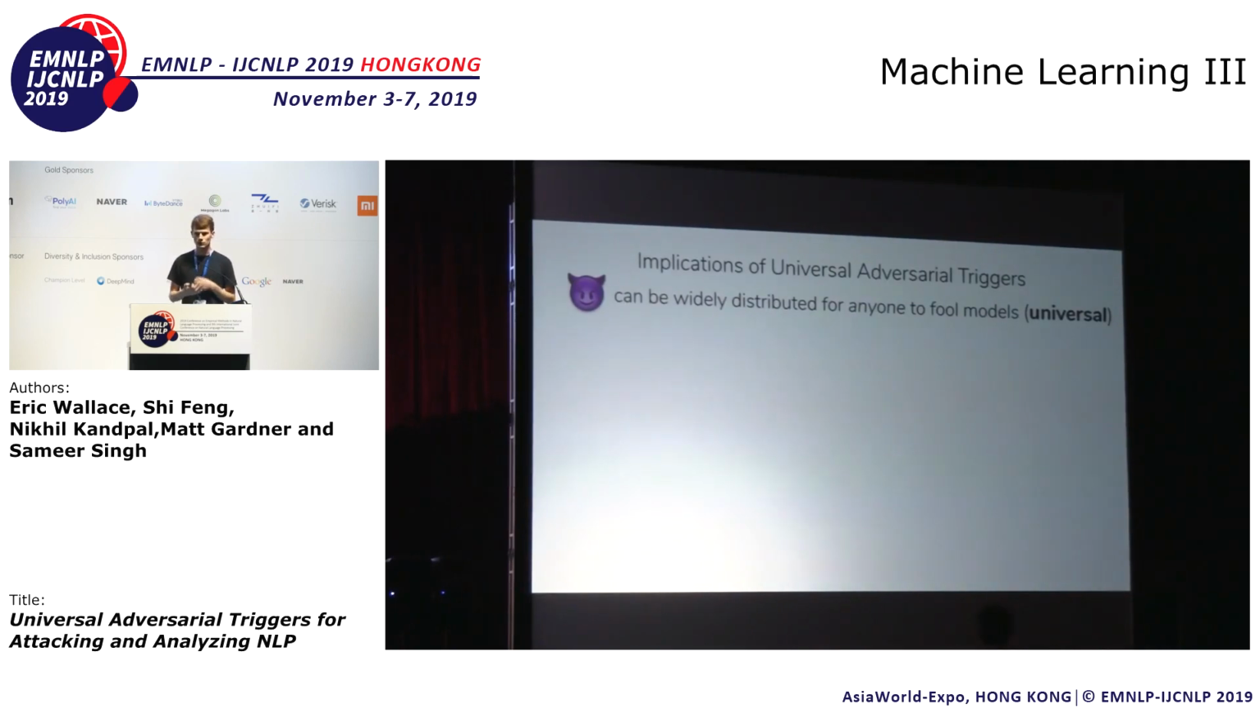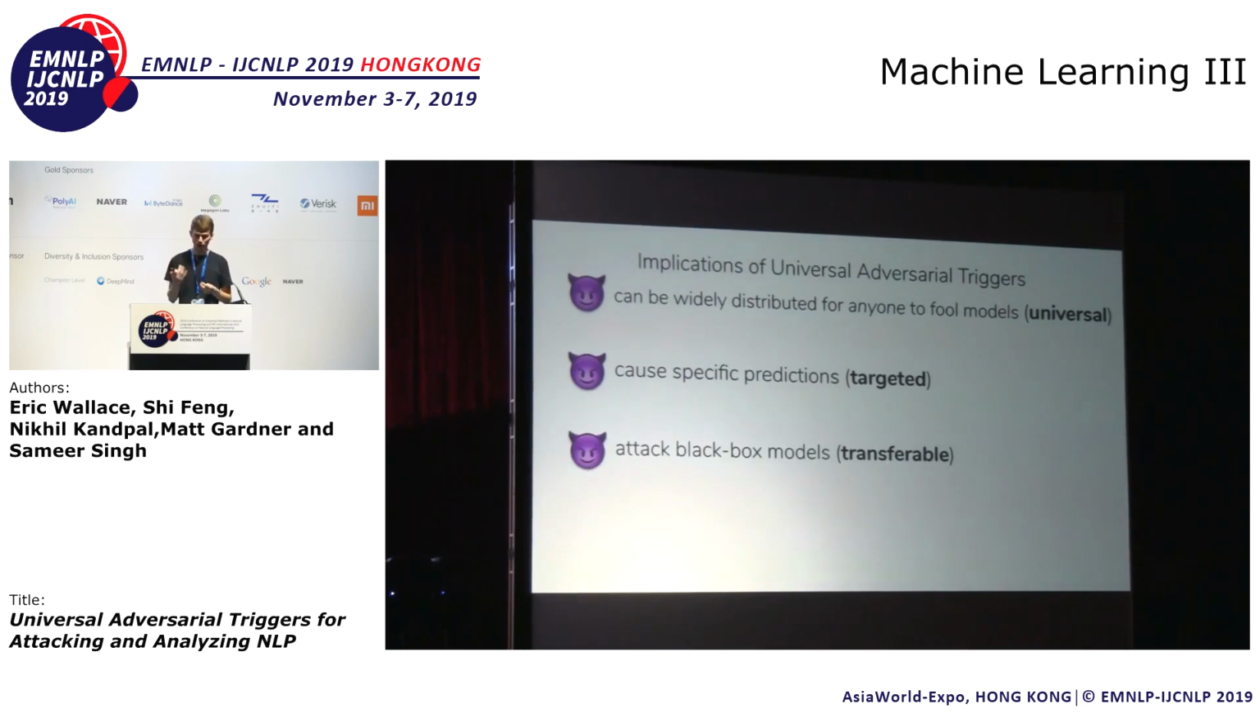There are a number of implications for these methods before I dive into the results. Because they're universal, they can be widely distributed. I can create a trigger, use it multiple times, and also post that trigger on the internet and let other people use it. They also cause specific errors from our model. It's not just that it causes any error, I can elicit a specific malicious response from the model. Triggers are also widely transferable in our experiments. That means I don't need to know your model architecture or your weights. I can instead attack a similar model that's not the exact same, and the results often transfer.